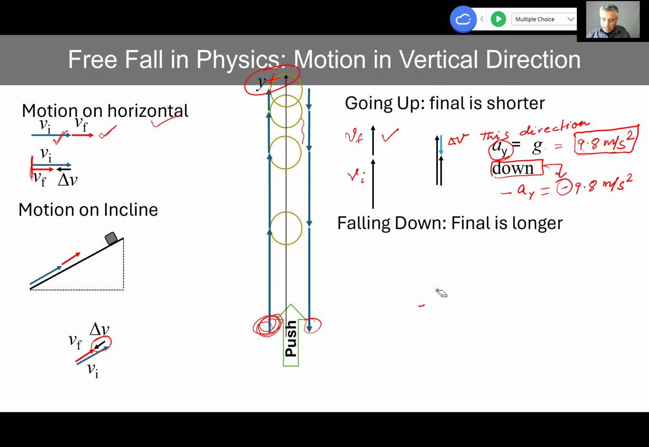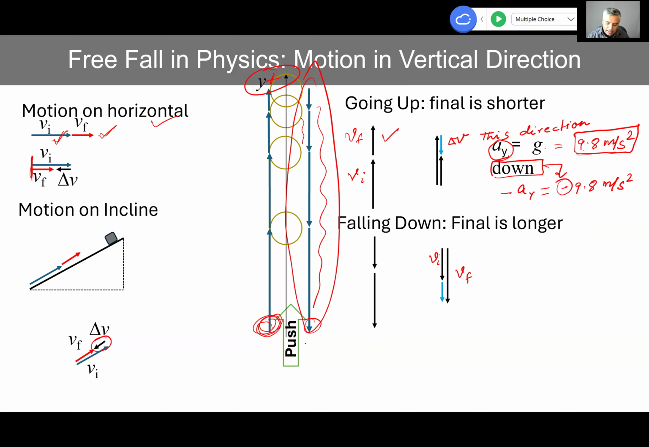So now, when it's coming down, when I look at two of these, then what happens? Then the final, this is BF, this is BI. See, they are getting longer and longer. So that means this is going to be delta V. So in this case, acceleration is still down. See, the velocity while going up is up, but acceleration is down. Similarly, when coming down, both velocity and acceleration are down. So that's why it's speeding up.